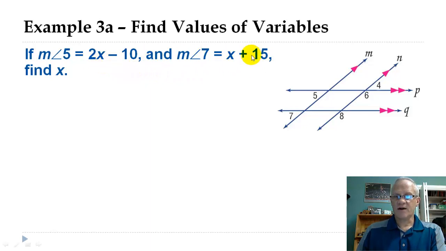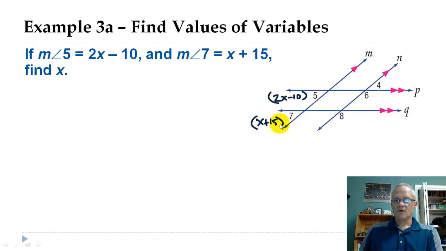So angle 5 is 2x minus 10, and 7 down here is x plus 15. All right. Well, those two angles, 5 and 7, what's their relationship? Do you remember what we call that?